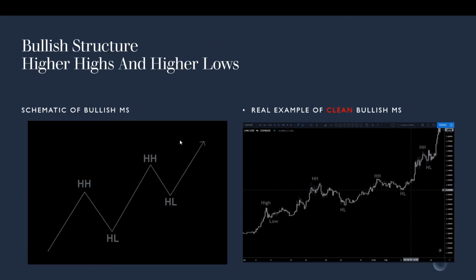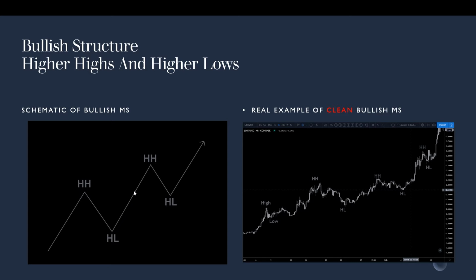So, supply and demand. Here is a real example of how supply and demand moves. Bullish market structure is a series of higher highs and higher lows. On the left, I've got a schematic of bullish market structure, and MS is short for market structure. As I move up and make my first higher high, price runs into supply. You have sellers in this area. As it pulls back, you run into buyers, buyers that feel that a higher price is now a fair value.